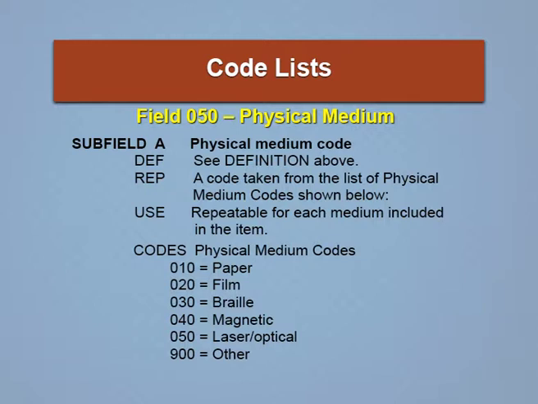If a particular document has two manifestations, as I already told you, a thesis may have a print version as well as the full text version on a CD-ROM. There we have to repeat the 050, because it is a repeatable field, and we need to use the codes.